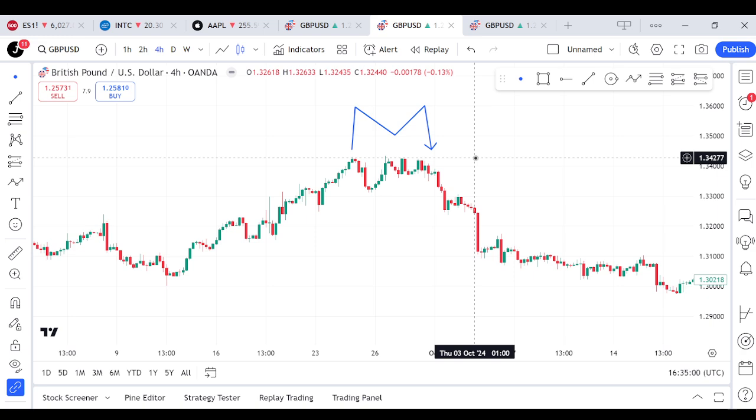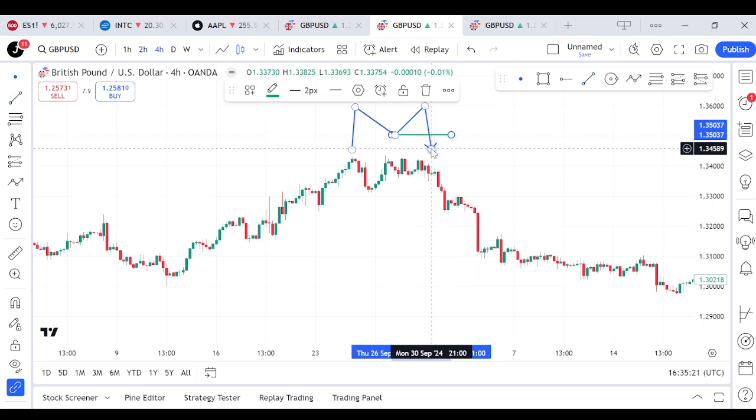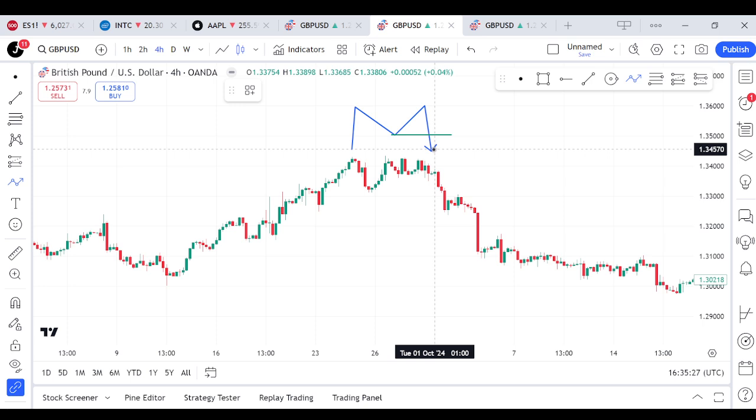Now, for the double top, the pattern forms after an uptrend when the price reaches a high point twice but fails to break above it. The two peaks are roughly equal in height, and once the price breaks below the support level between them, it forms a bearish reversal. This is the support level between them, this right here. Once price breaks below this level of the double top, it shows we should be looking for a bearish reversal.